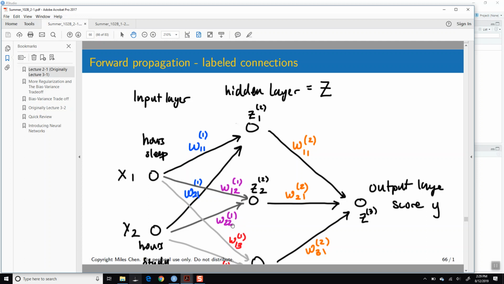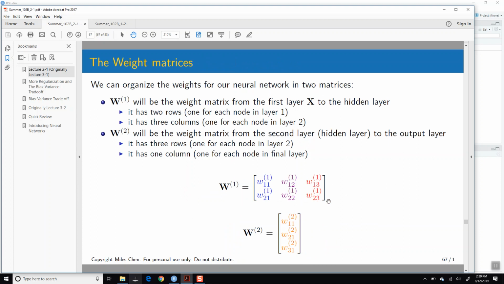I put these ones in blue, these in purple, and these in red. These ones are W11 because it goes from node 1 to node 1, this is W21 because it goes from node 2 to node 1, and W31 because it goes from node 3 to node 1. But they're all super 2. If I arrange these in matrix form, I get this: W super 1, which has W11, W12, W13, W21, W22, and W23, and then W super 2, which has W11, W21, and W31. Is the labeling of the weights okay?